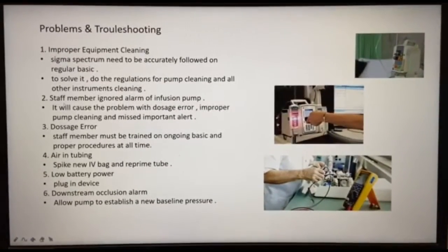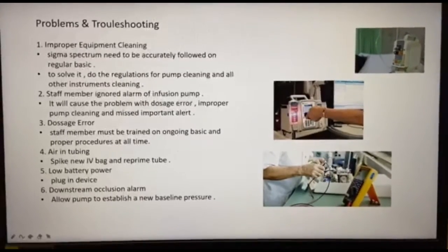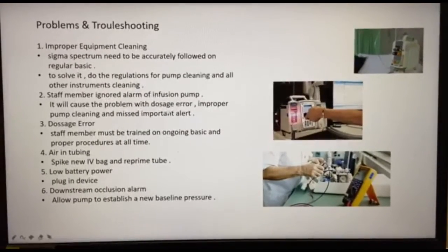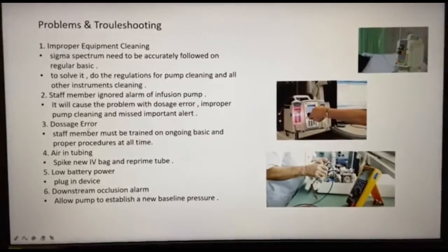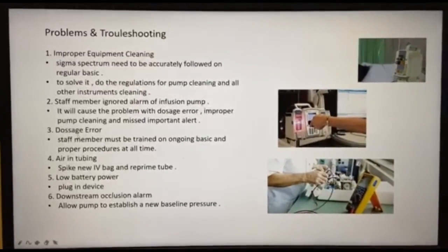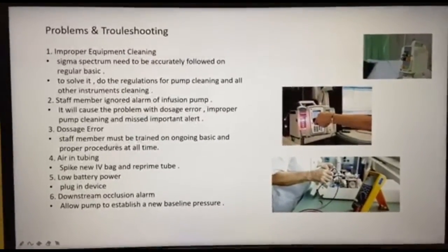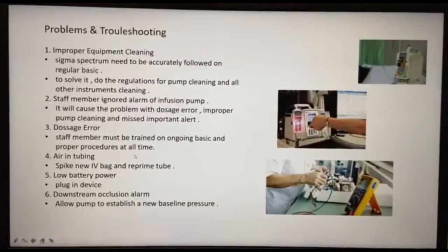Okay, second is staff members ignoring the alarm of the infusion pump. It will cause problems with those errors, improper pump cleaning, and missed important alerts. Number third is those errors. Staff members must be trained on an ongoing basis and in proper procedure at all times.